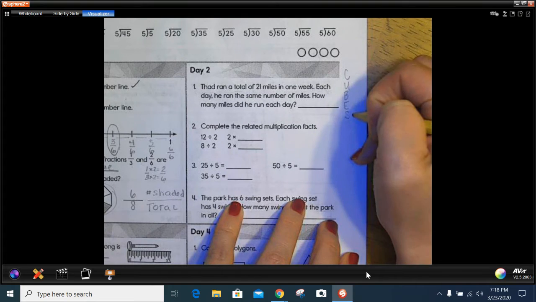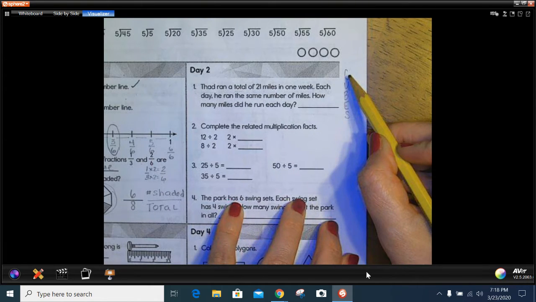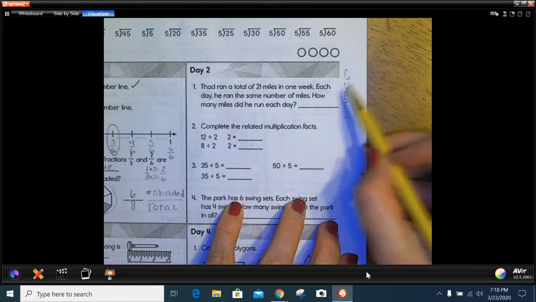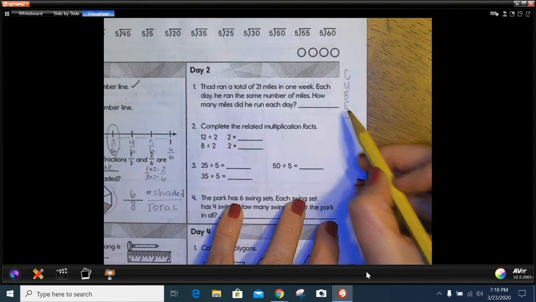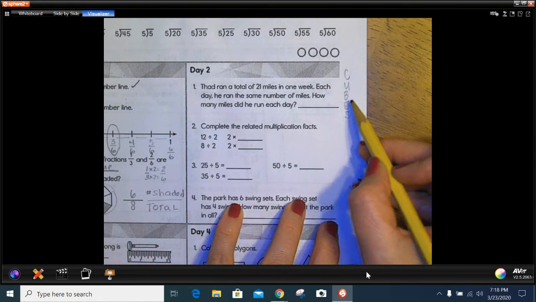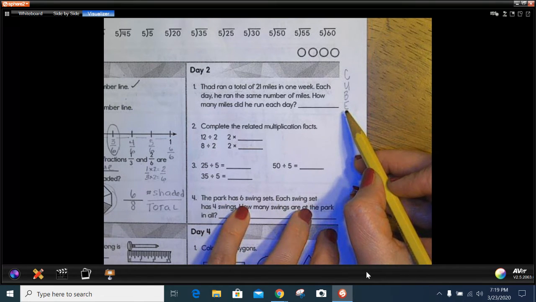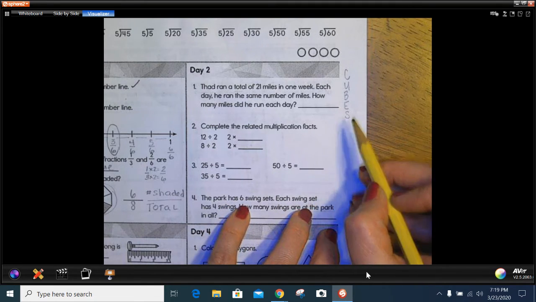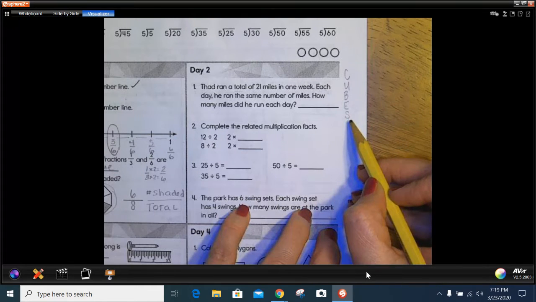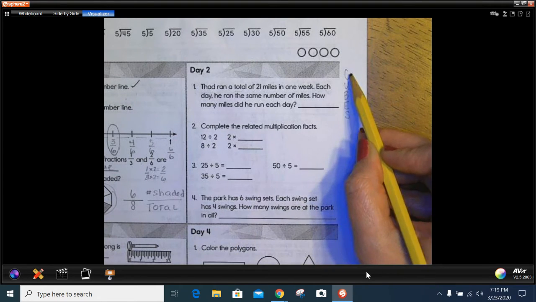C-U-B-E-S. Cubes, again, for review. C stands for circle the number. U, underline the question. B, box the math action words. E, evaluate and eliminate information. And S, solve, show your work. Here we go. C, I need to circle my numbers.